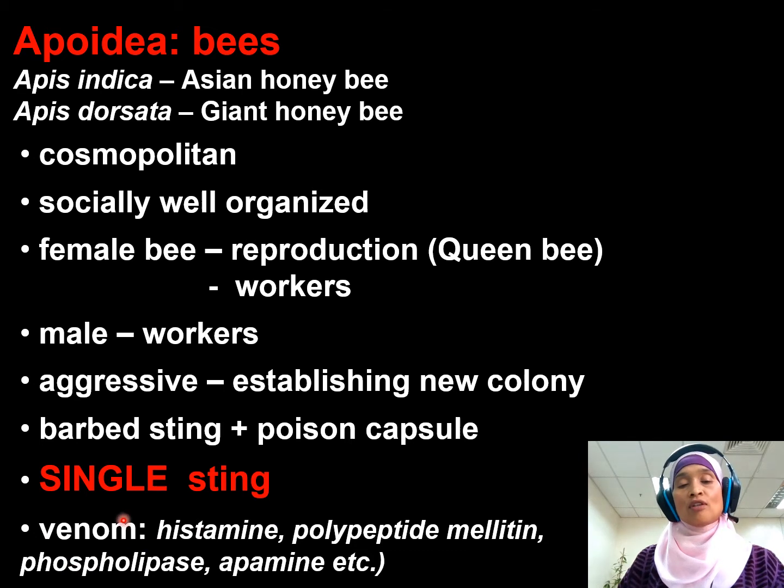Now, the venom of the bee contains histamine and some polypeptides as well. There is no antivenom available for a bee sting, so symptomatic treatment will be administered to individuals who have a severe response to a bee sting.